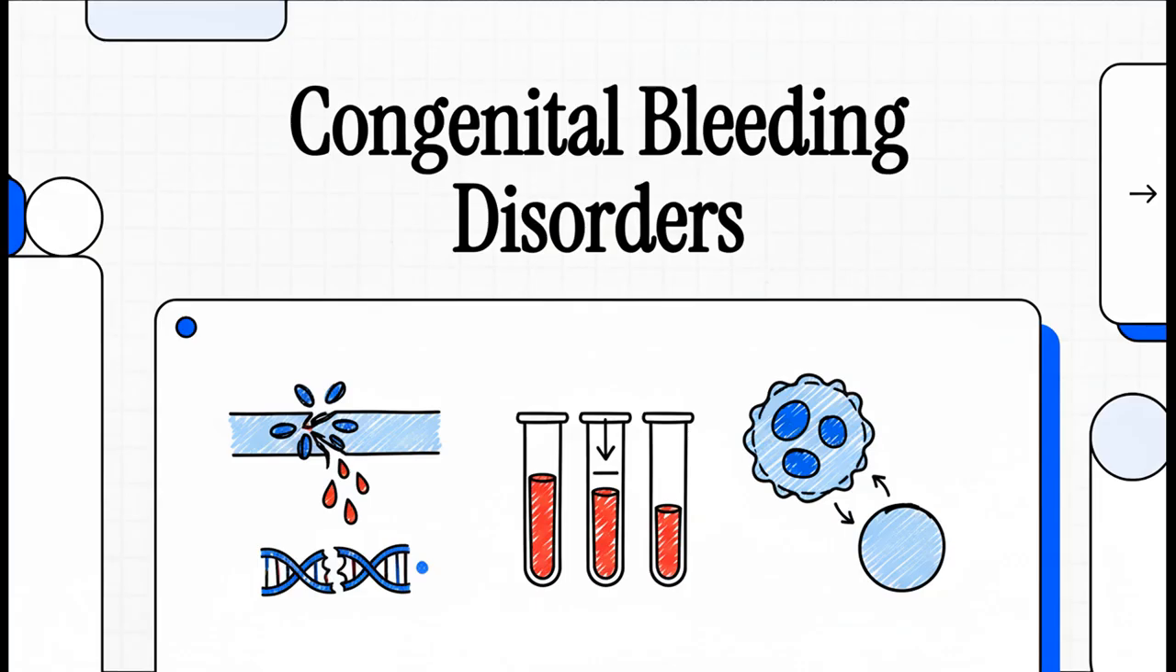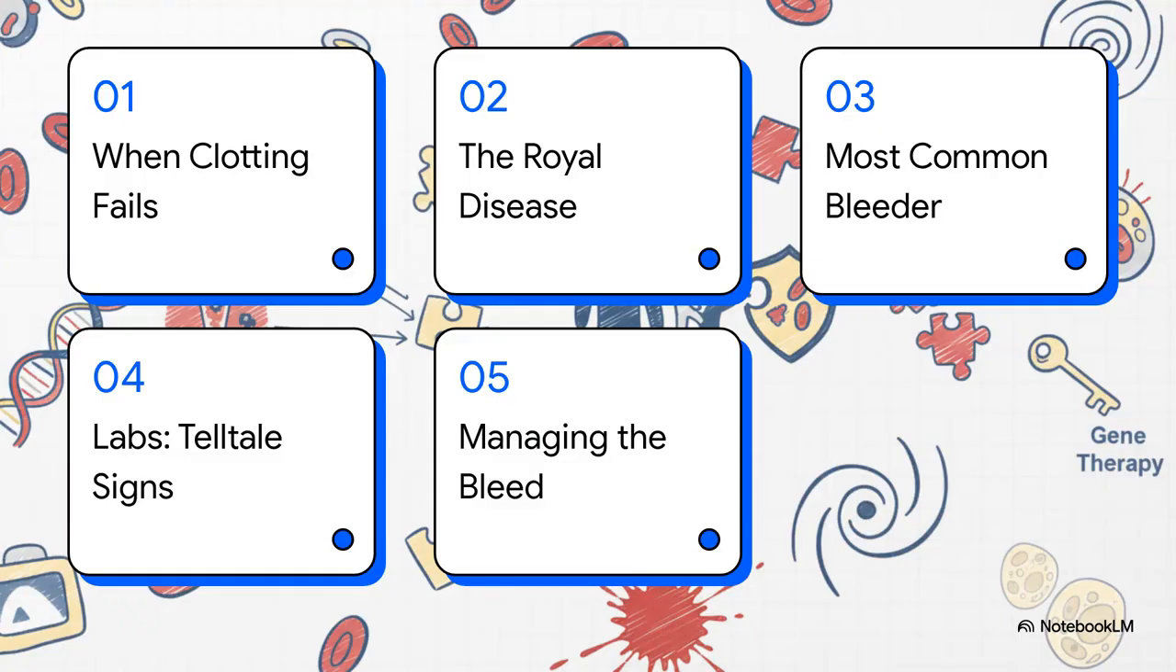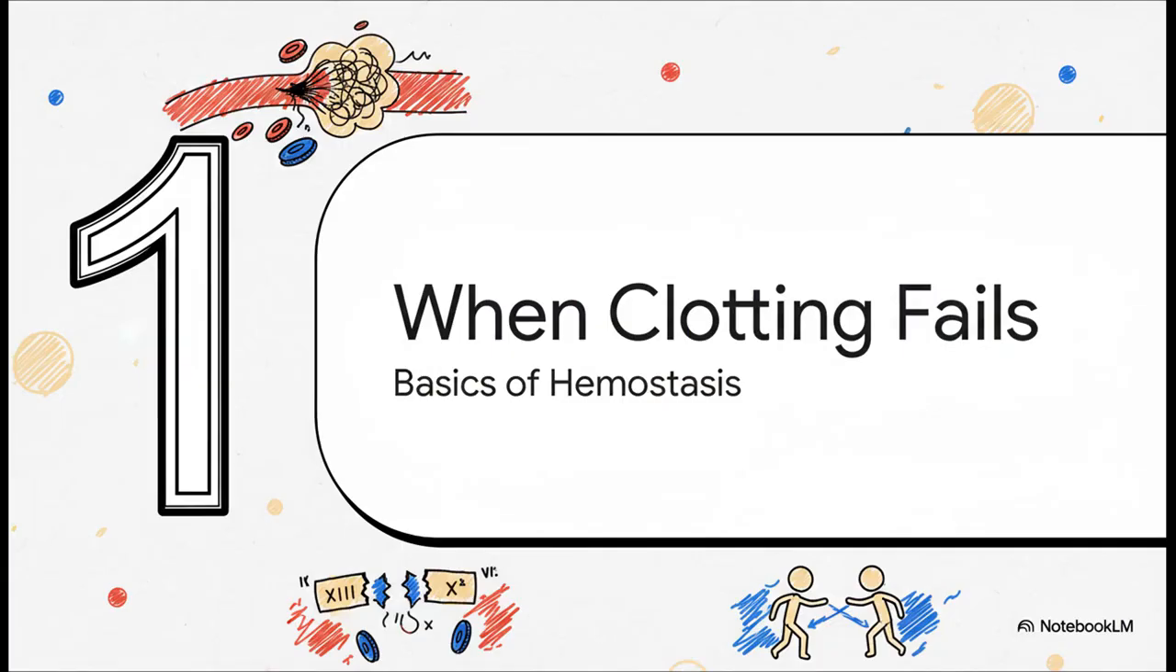Telling them apart is a classic diagnostic puzzle, and today we're going to break down exactly how you can solve it. We're going to tackle this like we're cracking a case. First, we'll survey the scene. What's actually going wrong when the body's clotting system breaks down? Then, we'll line up our main suspects, the famous hemophilias and the incredibly common von Willebrand disease. After that, we'll follow the evidence into the lab, and finally, we'll close the case with the right treatment plan. All right, let's start at the beginning.